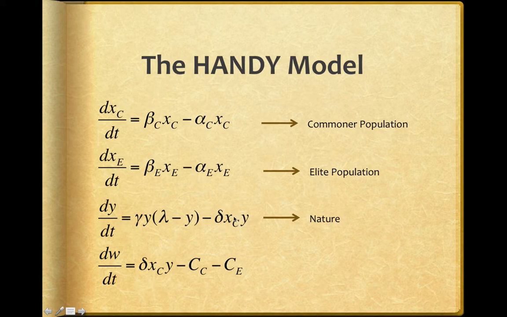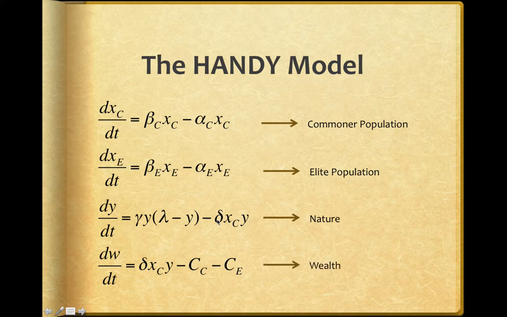And then there's consumption of nature. Consumption is driven by, you can see here, the commoners. The commoners are the ones that consume nature. So the elites don't consume nature directly. And that's an important factor in this model. That consumption is driven by a consumption rate delta.